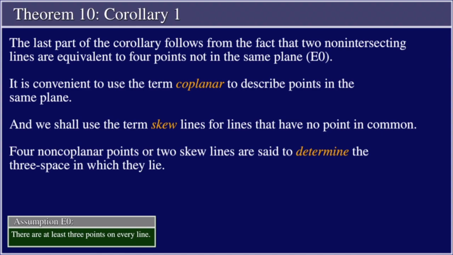It is convenient to use the term coplanar to describe points in the same plane, and we use the term skew lines for lines that have no point in common. 4 non-coplanar points or 2 skew lines are said to determine the three space in which they lie.